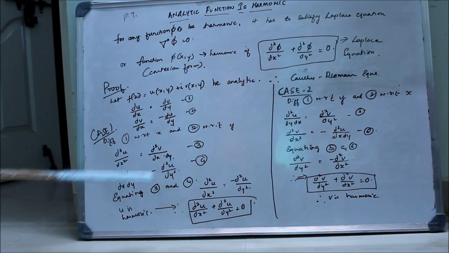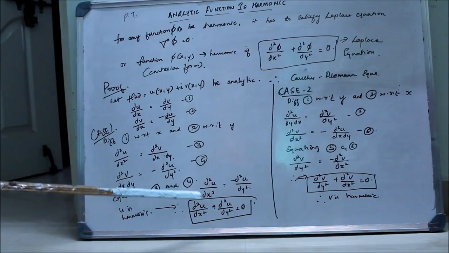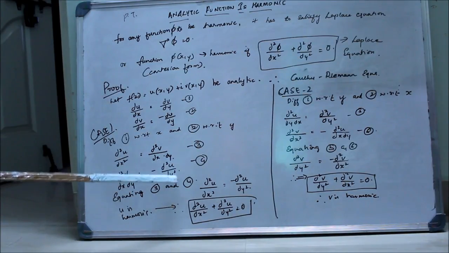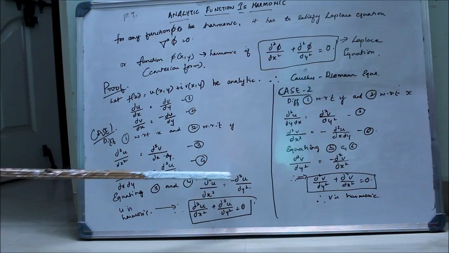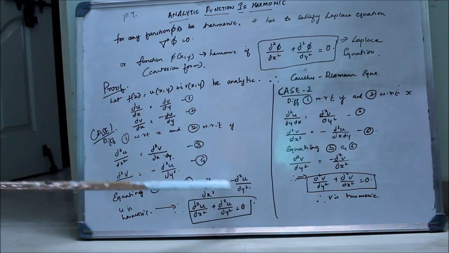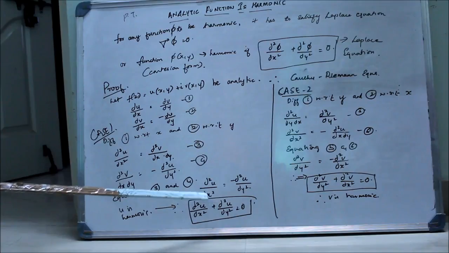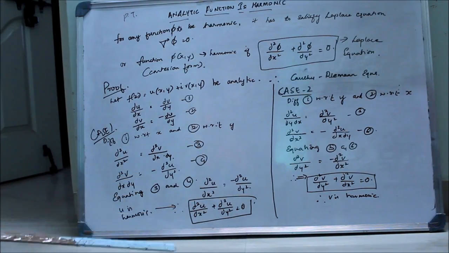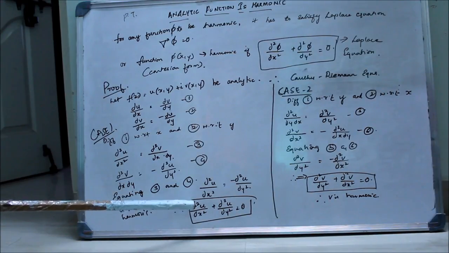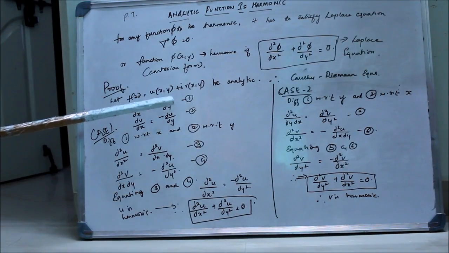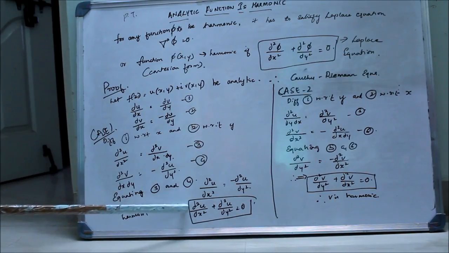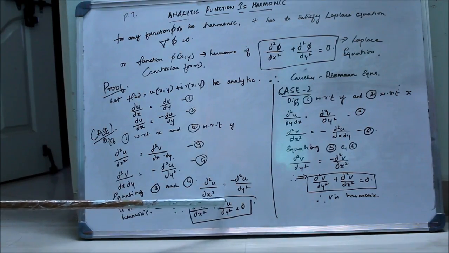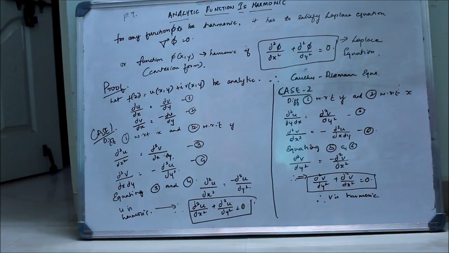So equating 3 and 4, we get del square u by del x square is equal to negative of del square u by del y square. You bring this expression to this side, so you get del square u by del x square plus del square u by del y square is equal to 0. So now we have proved that the real part u, which is a function of x and y, satisfies the Laplace equation. Now we need to prove that the imaginary part v also satisfies the Laplace equation.